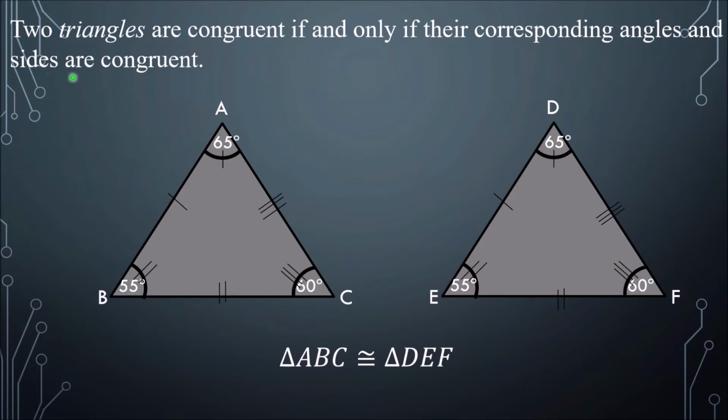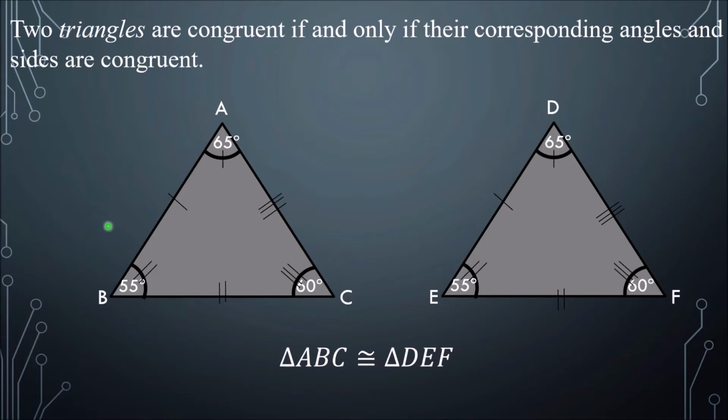Now, let's have triangles. Two triangles are congruent if and only if their corresponding angles and sides are congruent. In this figure, angle A corresponds to angle D. They have the same measurements. Angle B corresponds to angle E. Angle C corresponds to angle F.